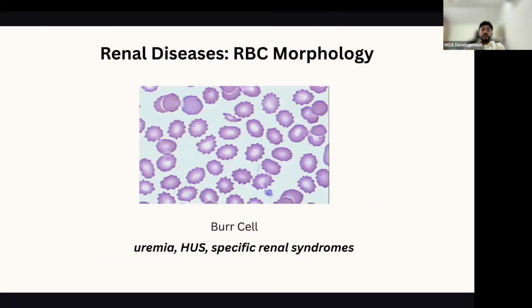Okay. Now, in renal diseases, you have this thing that we call a burr cell. A burr cell, it's very important that you know where it is seen. It's seen in uremia, it's seen in hemolytic uremic syndrome, and some other specific renal syndromes. But the most important one is the hemolytic uremic syndrome. Okay, this is how they look.